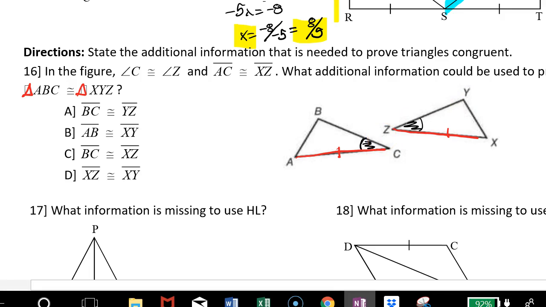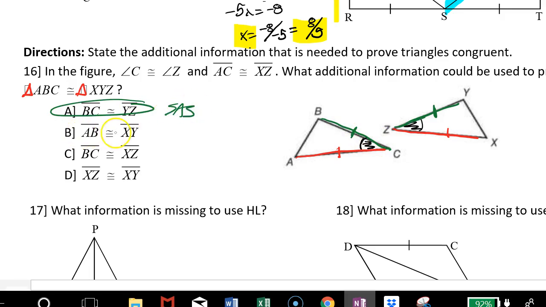Okay, let's take a look at this. Going through the pieces of information, BC congruent to YZ would give me a side, angle, side. That's actually what I want. Side, angle, side, triangle congruence.